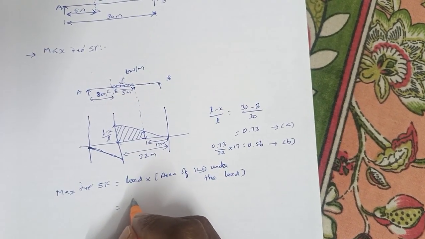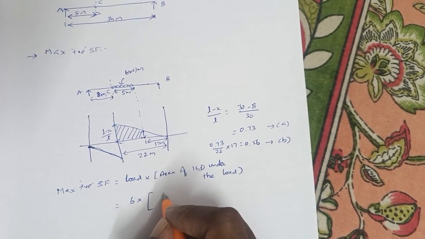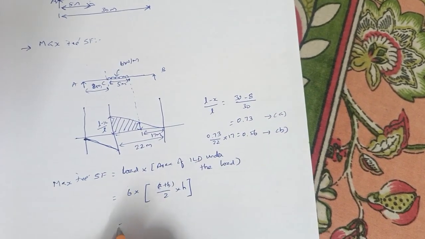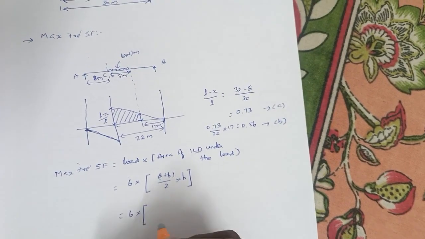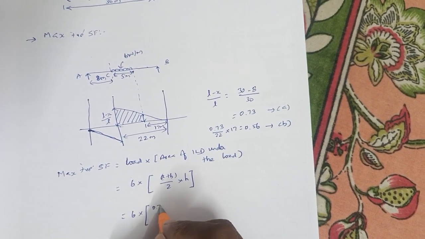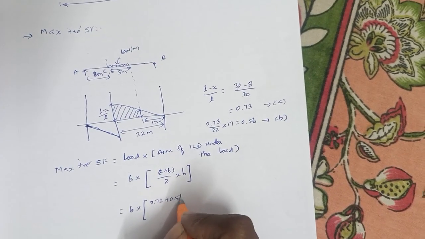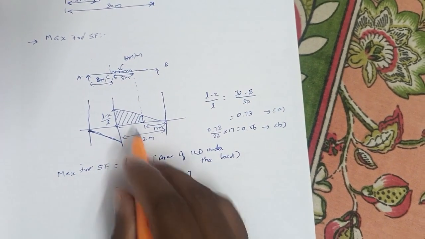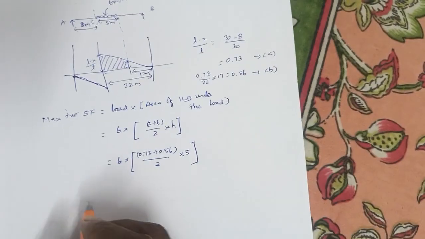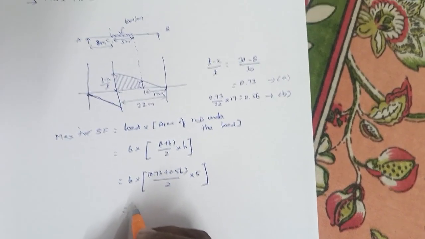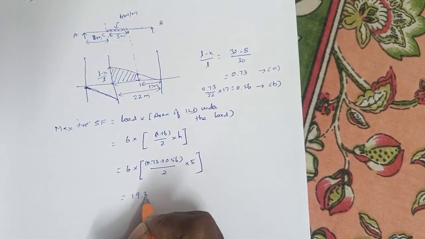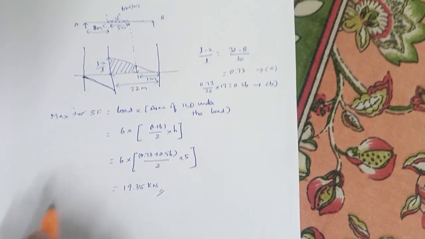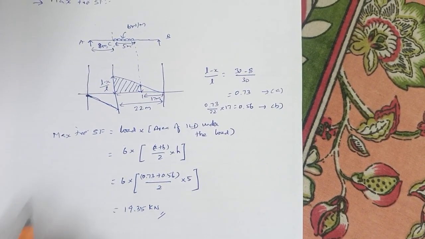The load is 6 into the area, which is (A plus B) by 2 into H. We'll directly substitute A, B and H. A is 0.73, B is 0.56, divided by 2, into H, which is 5. The answer will be 19.35 kilonewton. So this is the maximum positive shear force that we will get.